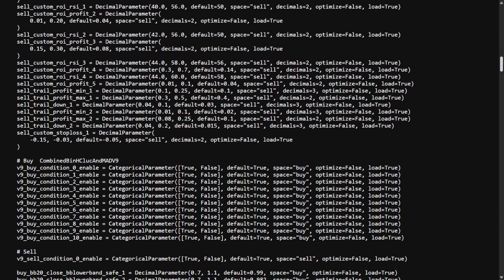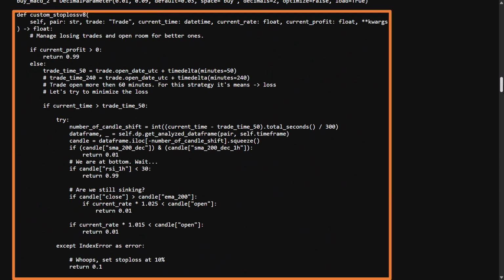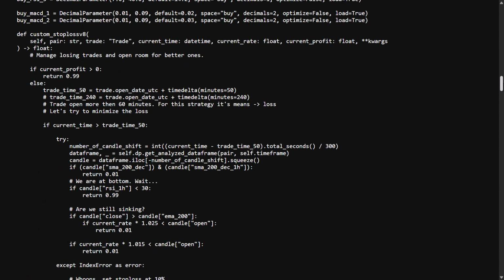After this huge section, there are some custom functions: a custom stop loss V8, a normal custom stop loss and a custom sell. The custom stop loss V8 will sell if the current profit is greater than 0, and it will also sell if the current time is greater than 50 minutes after the trade has opened and the candle is below the 200 EMA. However, it's not used in the strategy as far as I can tell.